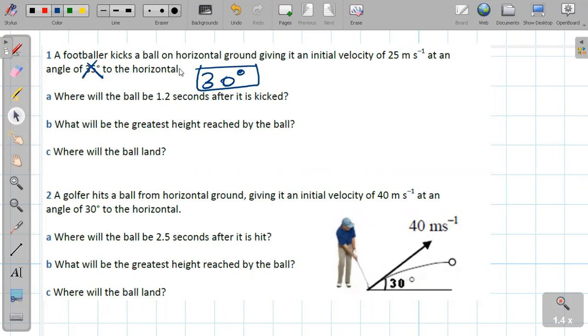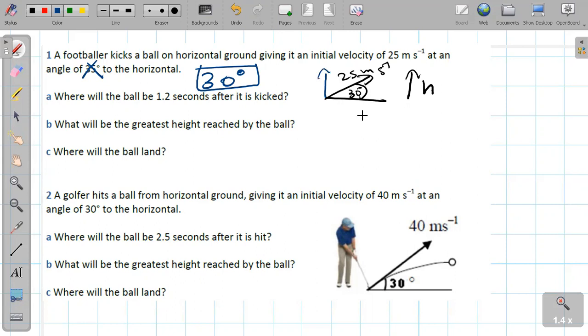Okay, whether I have done it or not, I will be discussing. A footballer kicks a ball horizontally from the ground with an initial velocity of 25 m/s at an angle of 30 degrees. Where will the ball be at 1.2 seconds after being kicked? It might be somewhere just above or just below, at some height. You have to refer to it with a certain vertical height.